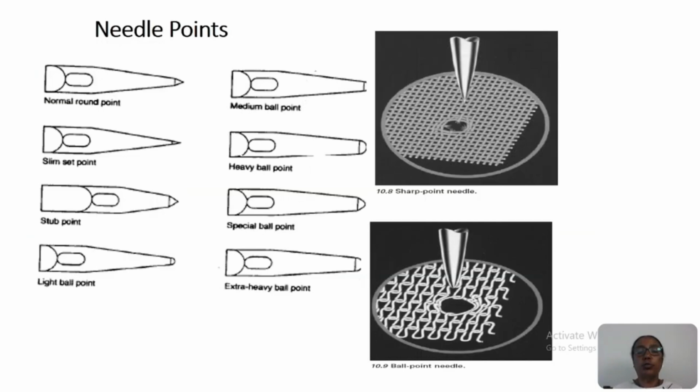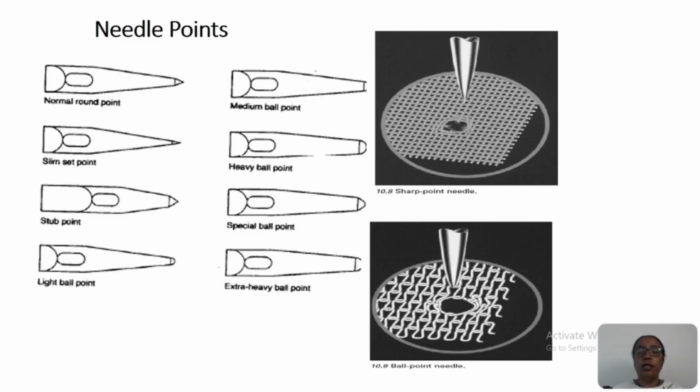This picture shows the needle point. So this one is a sharp point needle, which easily penetrates the fabric and brings up the lower thread to make the stitch. This one is a knitted or stretch fabric, so a ball point needle is used. This needle is round, so it easily penetrates the knitted fabric.